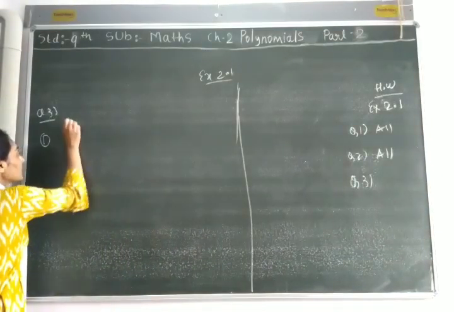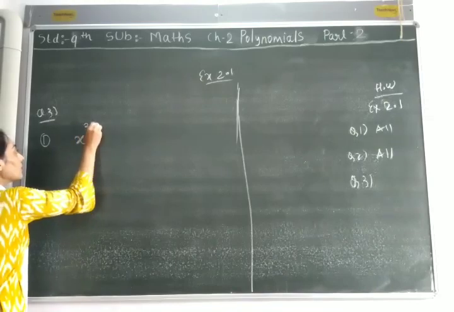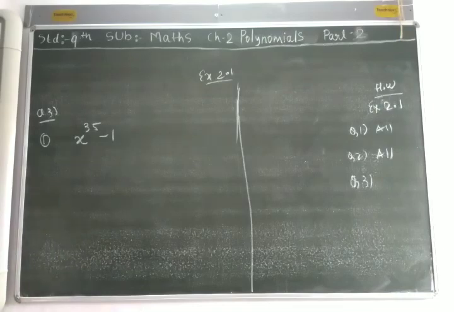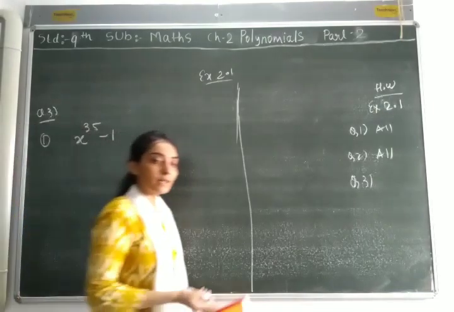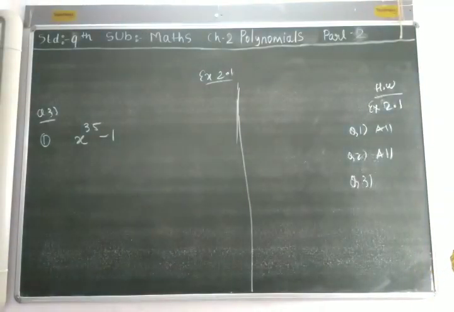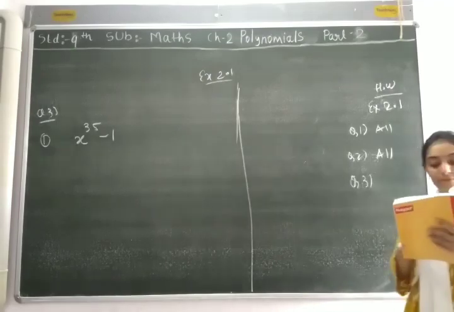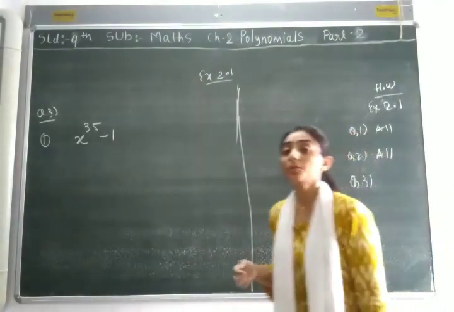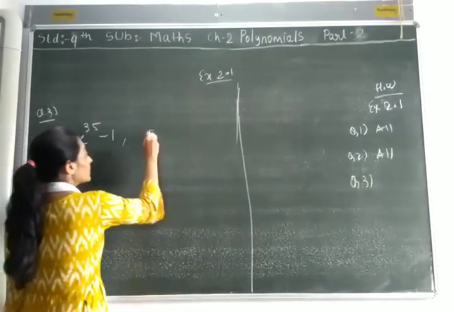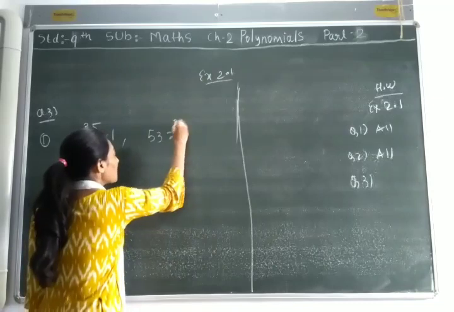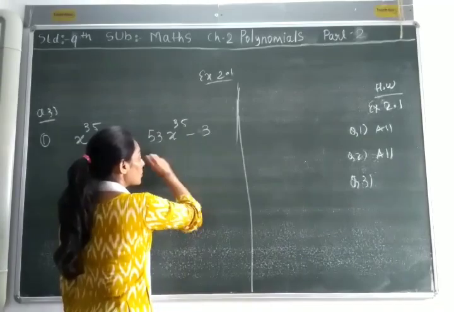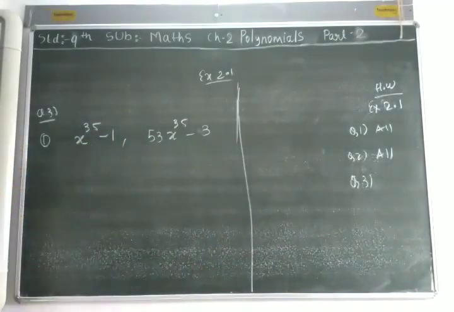So you can write, say, x to the 35 minus 1. Is this my binomial? Yes, it contains 35 as a degree. That is how you can solve the question. Now the monomial of degree 100. You can form as many examples as you can, like 53x to the power 35 minus say 3. You can form as many examples as you want.